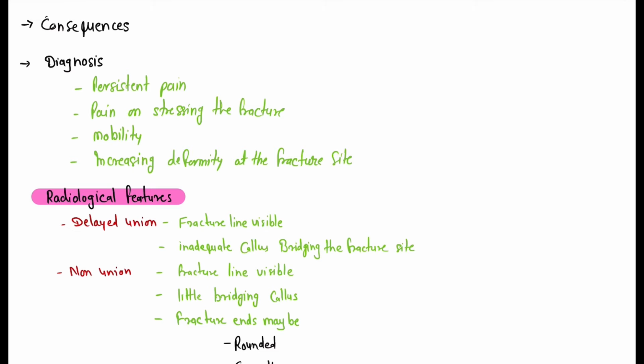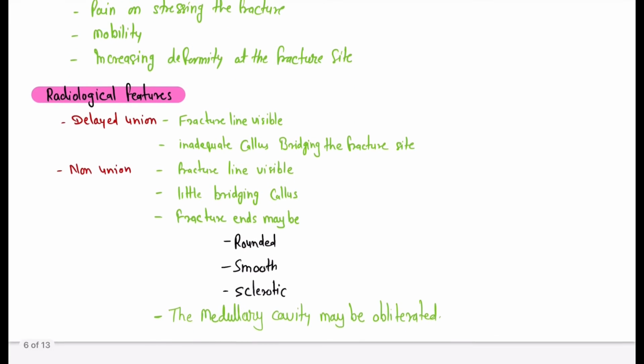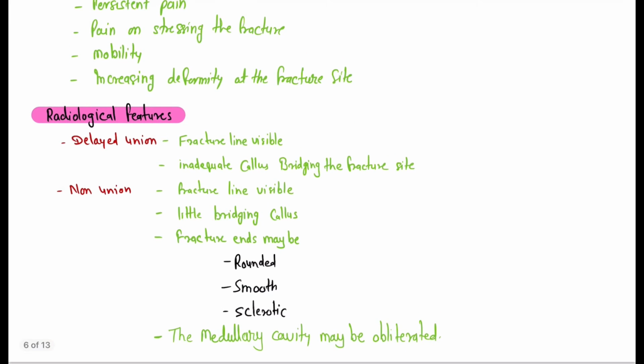Then some diagnostic points are there. How will we diagnose them? So we have some points. These are persistent pain, then pain on stressing the fracture, then mobility is present, then increasing deformity at the fracture site. These will be some diagnostic points, and then we have some radiological factors that will help us in defining whether it is delayed union or non-union.